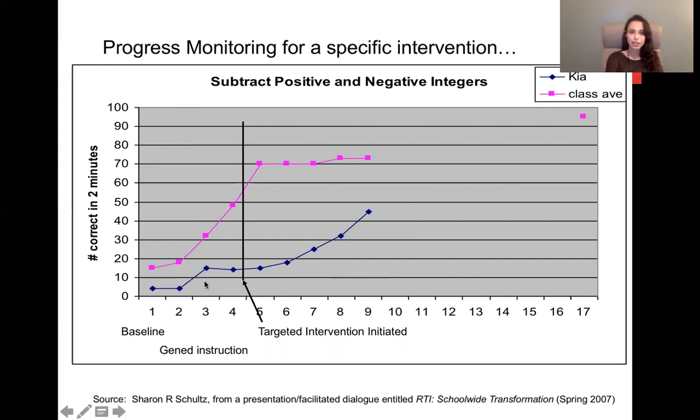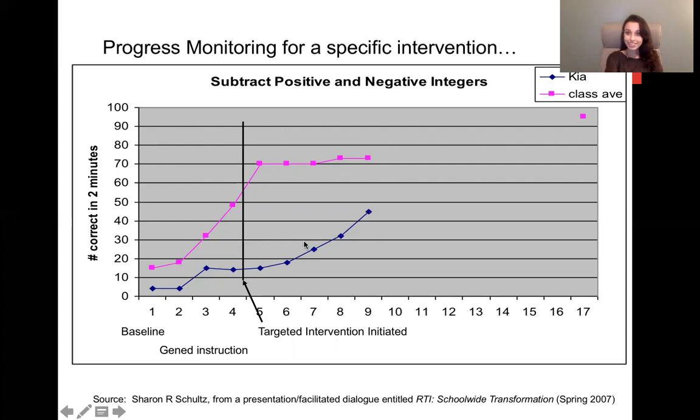She's consistently low. The rest of the class is ascending, which is what they're supposed to do because we're not targeting them for intervention. This is just a comparison group. Theirs is going great. They're going up, up, up. Then they kind of plateau, which is for whatever reason. But after the intervention was put in place, Kia's scores start going up.